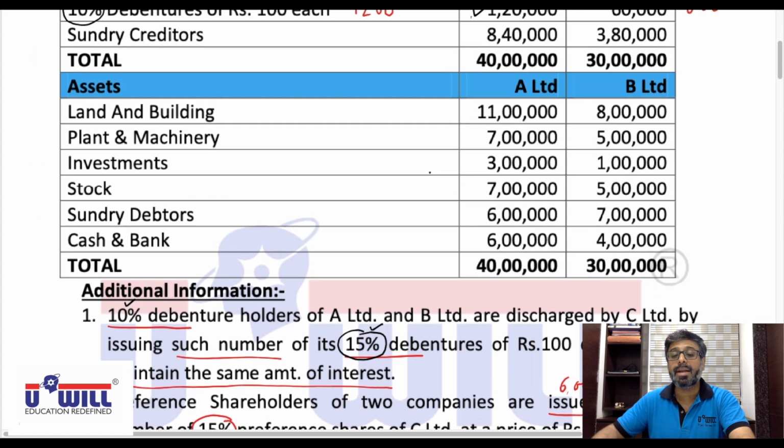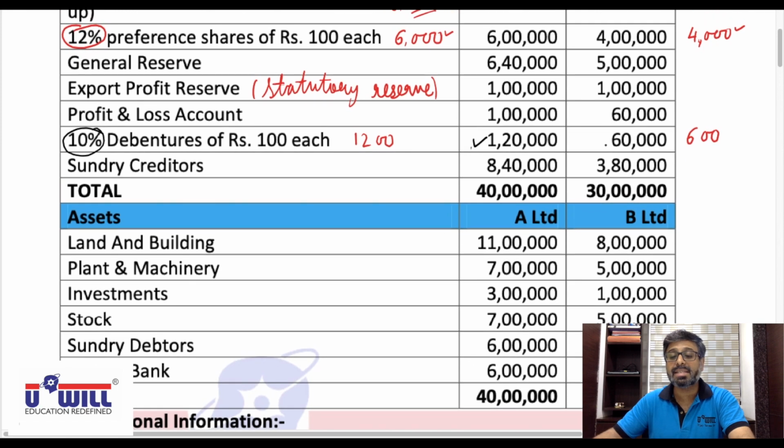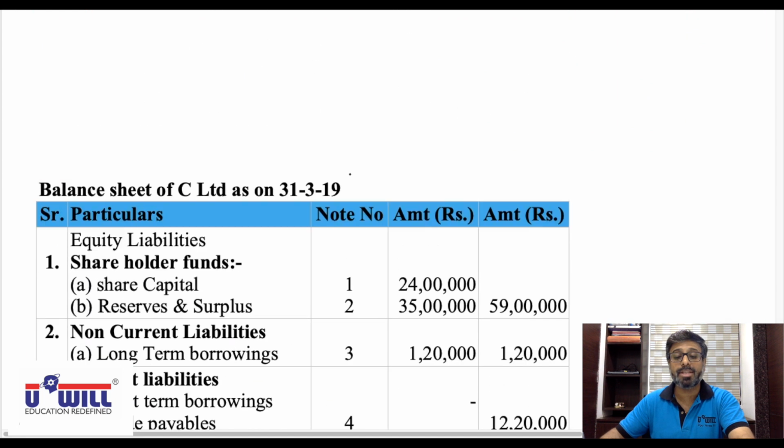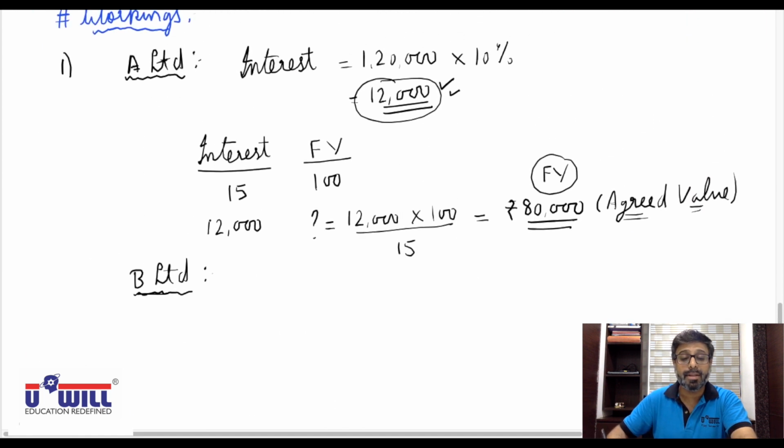See, in B Limited, debentures are 60,000, rate of interest 10%. So what is the interest the debenture holders are getting in B Limited right now? They are earning interest of 60,000 into 10%, that is 6,000.